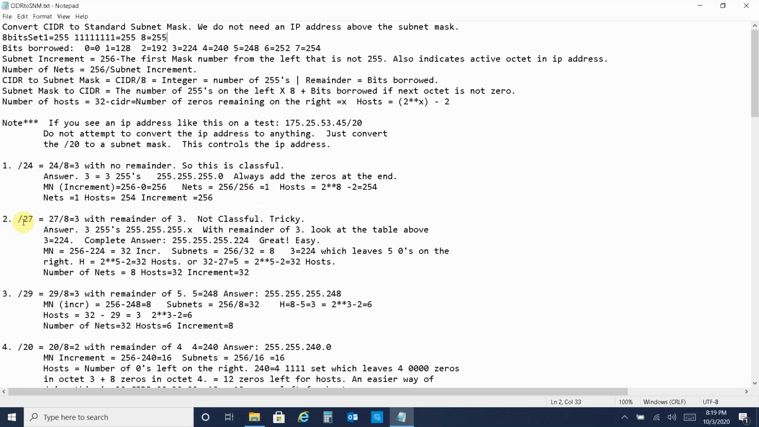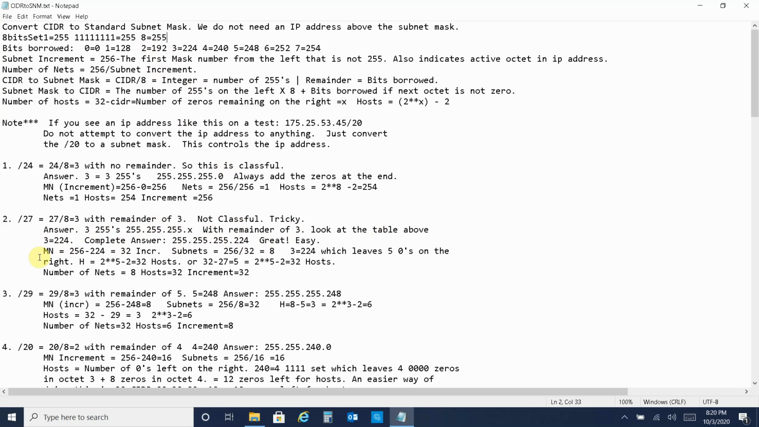/27. Again, we take 27 divided by 8 equals 3 with a remainder of 3. It's not classful because it has a remainder. Okay? The answer is 3 255s. 255, 255. Remainder of 3. Look at the table above. Complete answer, 255.255.255.224. There's 3 there.